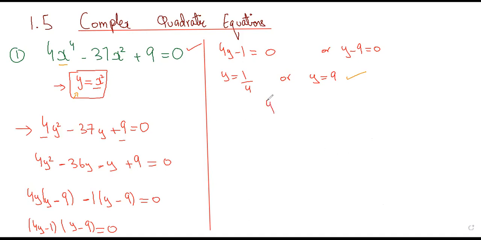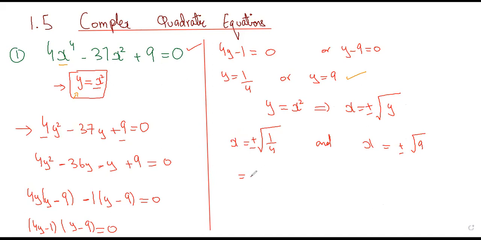I know that y is equal to x squared. So I can make x the subject. It would become x equals plus minus under the root y. Okay, so let's see. This would mean that x is equal to under the root 1 by 4, and x would be equal to plus minus root 9. So this would give me plus minus 1 by 2, and this would give me plus minus 3. So these are going to be the 4 values of x. I'll repeat it one last time.